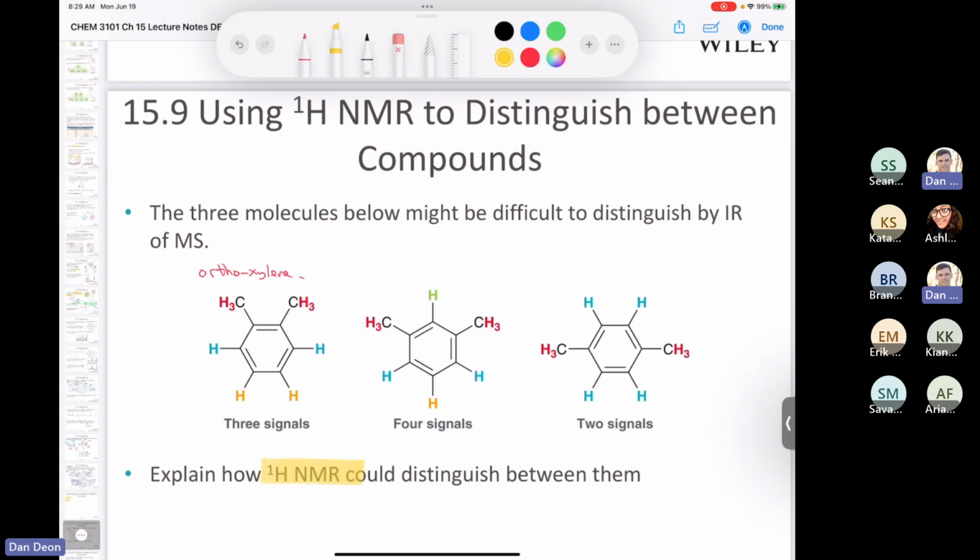Okay, proton NMR, because if you ran the first compound, it gets 3 signals. The one in the middle gets 4, and the one at the end gets 2 signals.